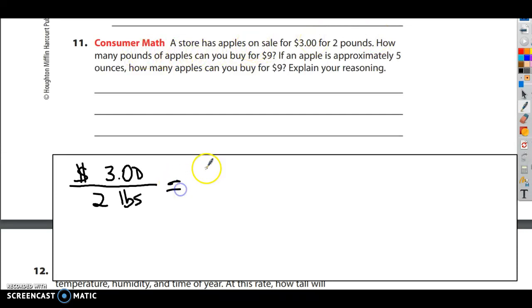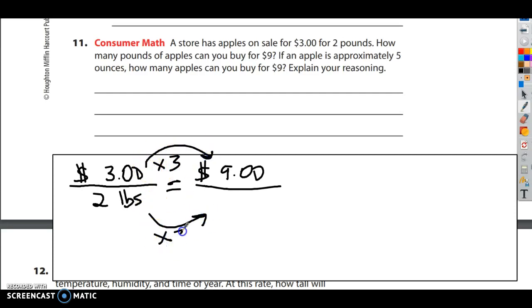What I'm going to do here is I'm going to write $9. And hopefully you recognize that you can just triple that. If you multiply 3 times 3, you get 9. What you do to one term, you have to do to the second term. So I'm going to multiply this by 3, and what would I get? 6 pounds. So the first question, the answer is 6 pounds.